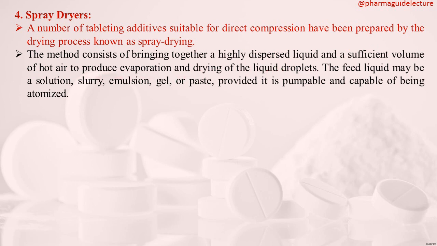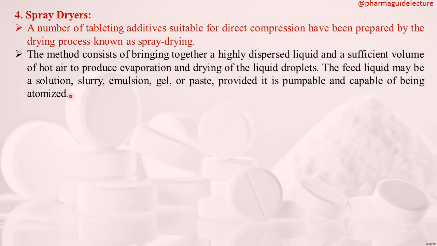The substance which is to be converted into the spray dried form is first dissolved in a liquid to form a highly dispersed liquid. It may form a slurry, a solution, an emulsion, gel or paste, anything which is pumpable through an atomizer, and capable of being atomized.